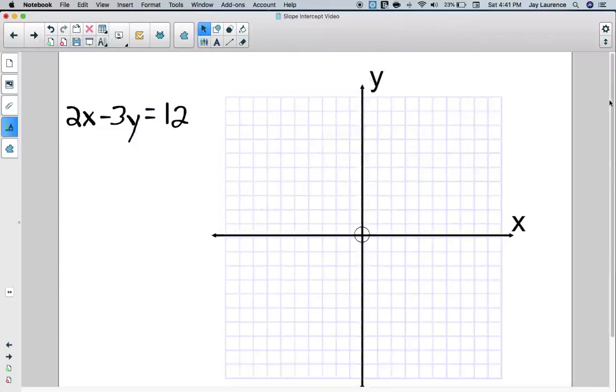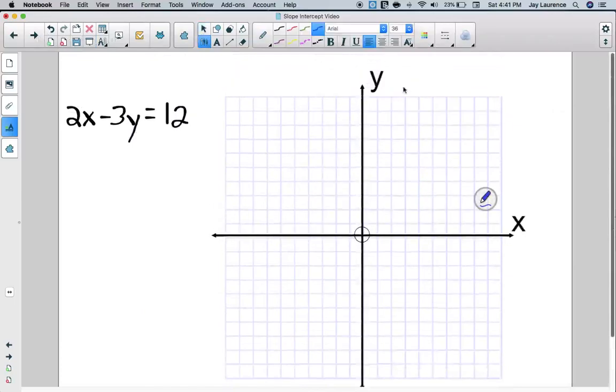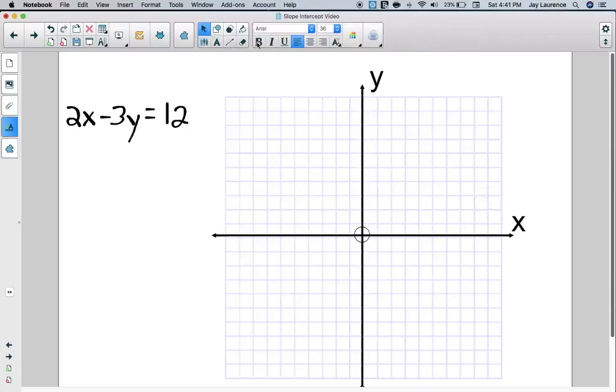I've got one example for you to try. All right, so I want you to graph this one using the slope-intercept technique. Make sure you pause the video, try it on your own. Please graph it on graph paper. Use a straight edge to draw your line. And then I want you to unpause the video and see my solution.